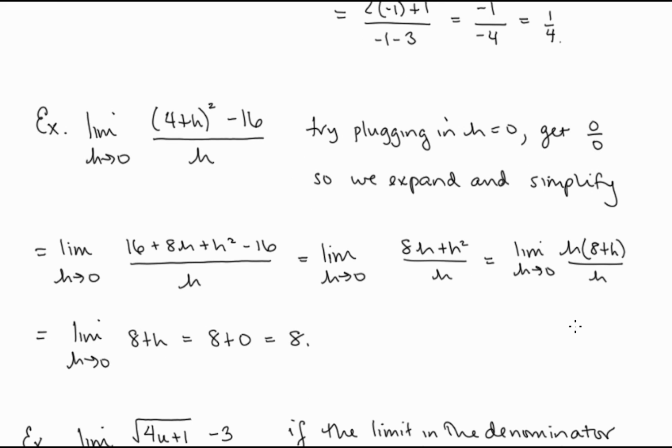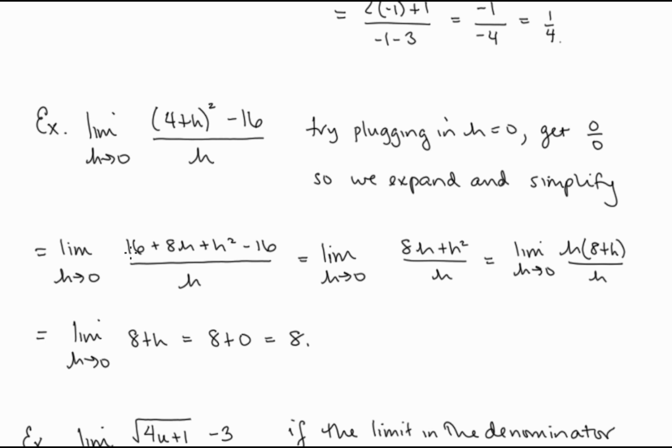Let's take a look at this limit. The limit as h approaches 0 of 4 plus h quantity squared minus 16 over h. So we try plugging in h is equal to 0, and we get 0 over 0. So we're hoping that we can cancel a factor of h in the numerator and the denominator, similar to what we've been doing before. In order to do that, we're going to have to expand and simplify the numerator. So we expand the 4 plus h quantity squared. That's 16 plus 8h plus h squared.